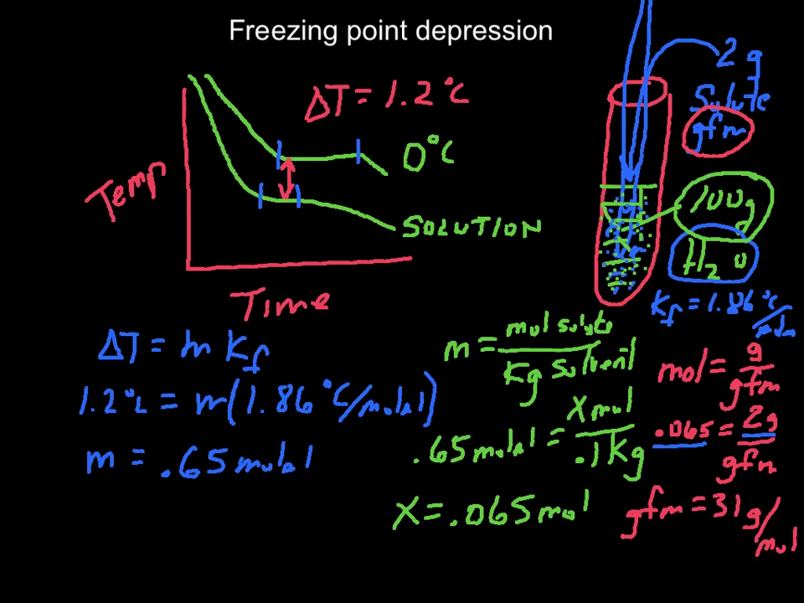Calculations will be exactly the same for boiling point elevation. The only difference is, instead of the freezing point always being lower as a result of the additional solute, the boiling point is always going to be higher as a result of the additional solute.